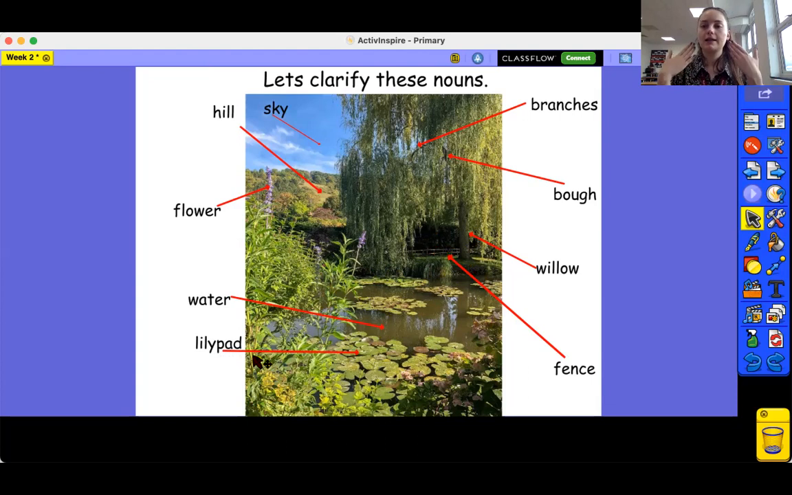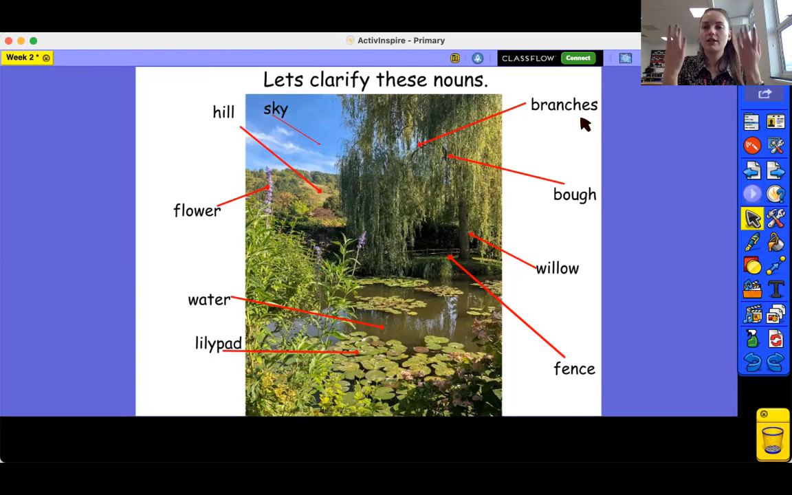Lily pad. Fantastic. So a lily pad are these little leaf-like things that are on the surface of the water. They're a round leaf that's attached to the lily flower, and you might just be able to see the little bits of pink that the lily flower is. So that's a lily pad.